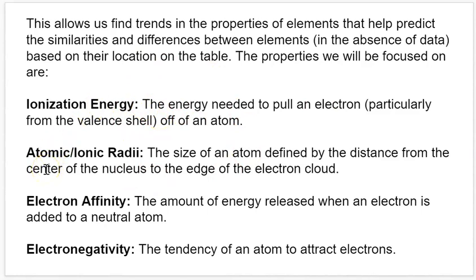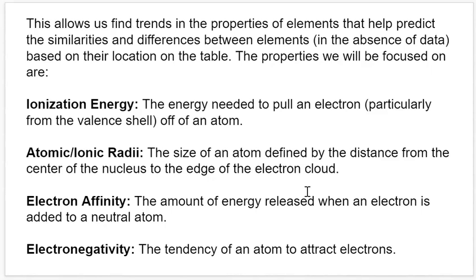Then we're also looking at atomic or ionic radii. This is going to be the size of the atom. And this is defined by the distance between the center of the nucleus and the edge of the electron cloud. I gave the example before of an atom being like a marble in a football field, where the marble is the nucleus and the football field is the electron cloud, where most of the mass is contained in that center.